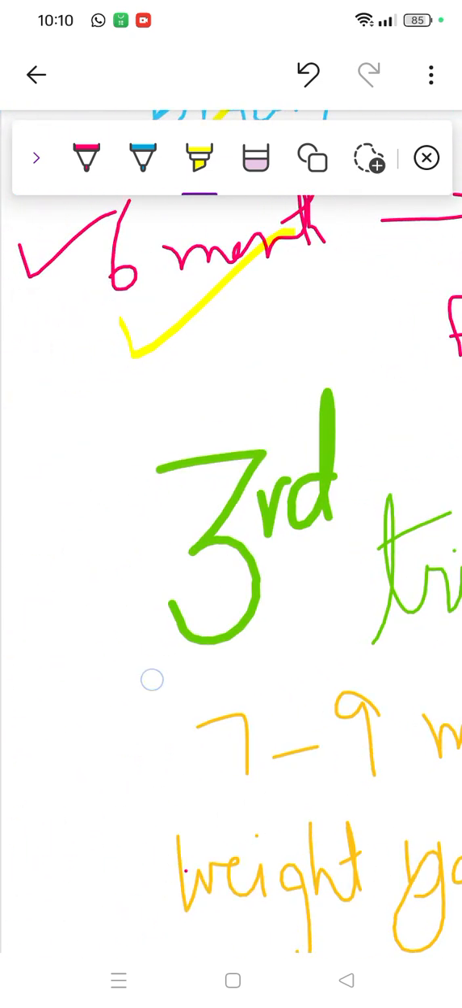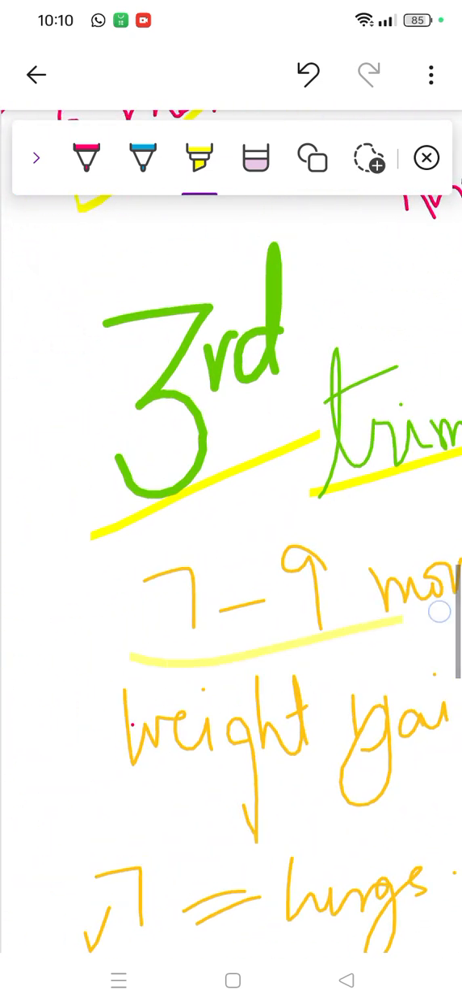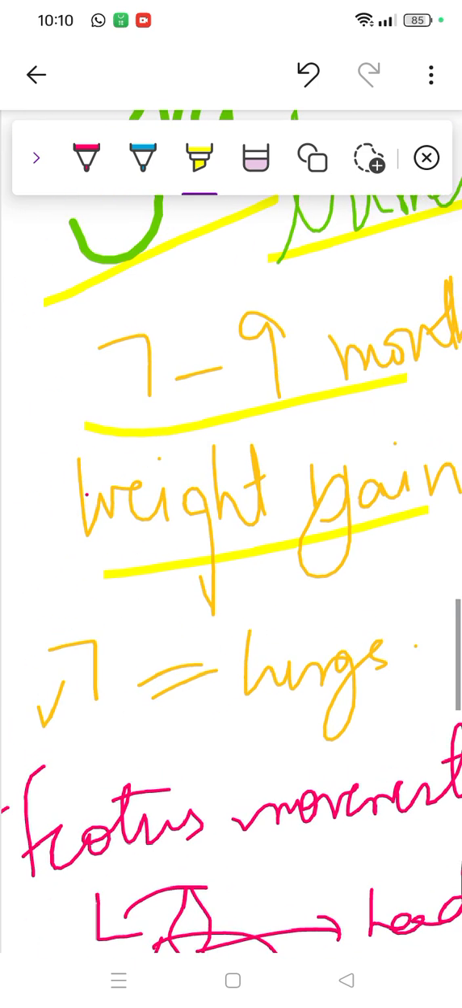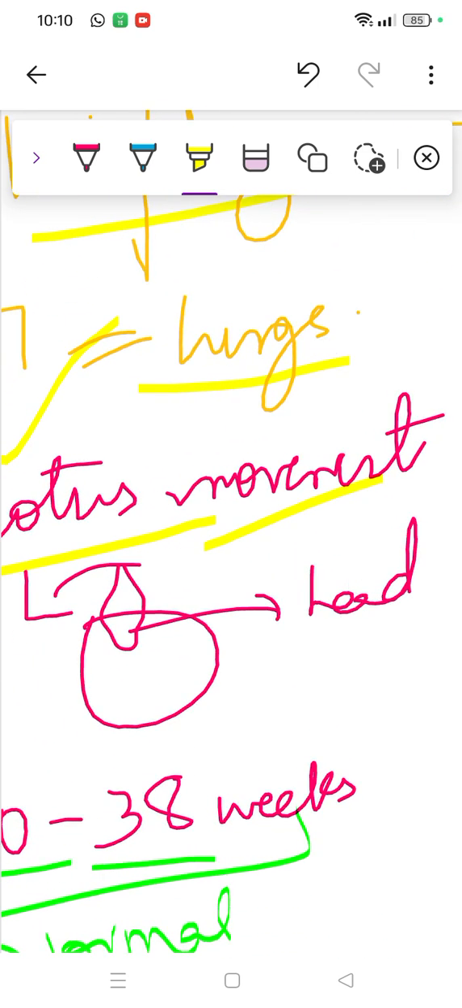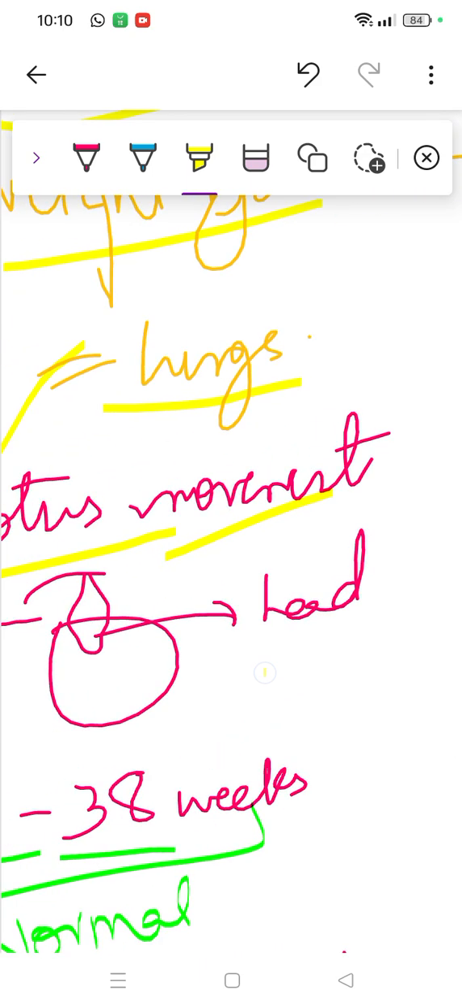Then comes the third trimester, which will occur from 7 to 9 months. So weight will be gained in 7 months. We'll see lungs will be formed. For fetus movement, we know the head will try to come down so that it passes out very easily.